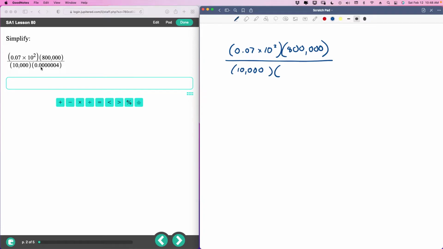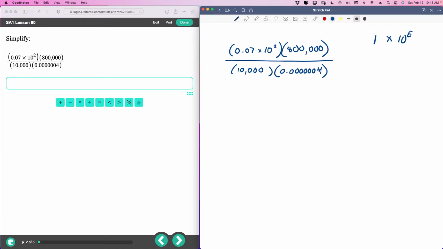And oh my goodness, we have 1, 2, 3, 4, 5, 6 fours. 0.1, 2, 3, 4, 5, 6 zeros and a 4. We need to put this in scientific notation because it's not. Scientific notation is a ones place times 10 with an exponent. There's always a ones place right here. We try not to have any decimals behind it, but sometimes we do.